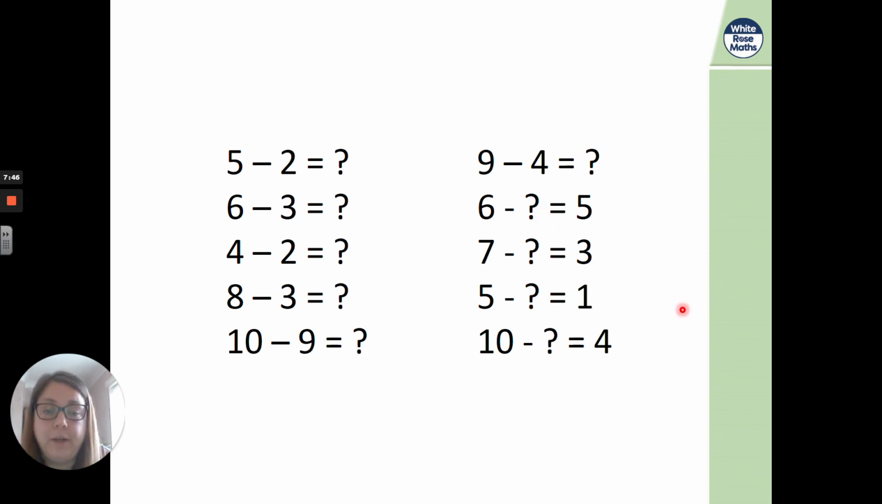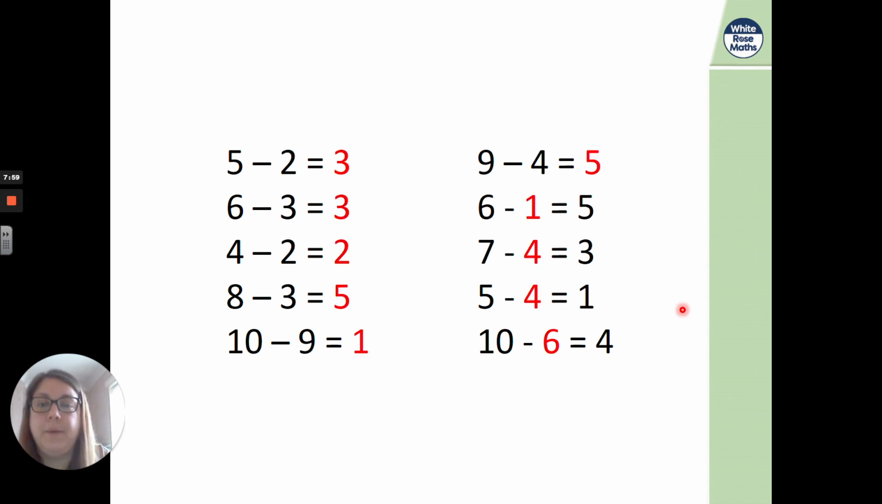But have a go. Like I say, draw your cherry diagram, use your equipment. It's whatever works for you guys. Pause the video and have a go, and then the answers will come on in a minute. So here are your answers. Give yourselves a tick or a dot if you didn't manage to get something right.